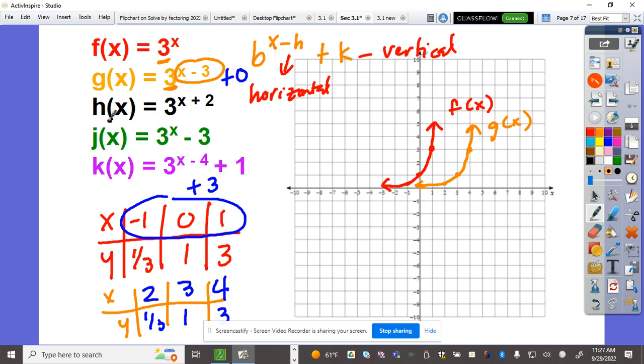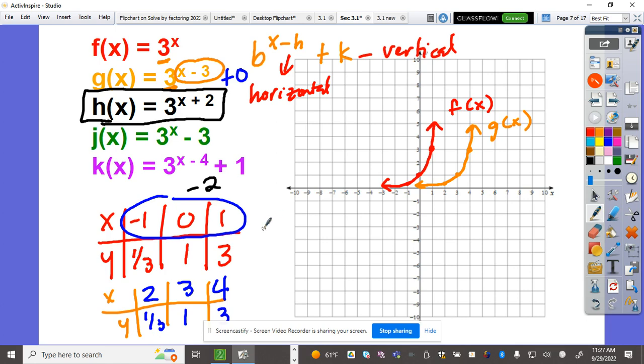What about here if I have the h of x here? This time it is plus 2. It's not minus 3. So therefore, I'm going to move the parent function, the 3 of x, to the left by 2. So this time, instead of adding 3 like the previous example, I'm not going to add 3 there, but I will move to the left. So I will subtract 2 here.